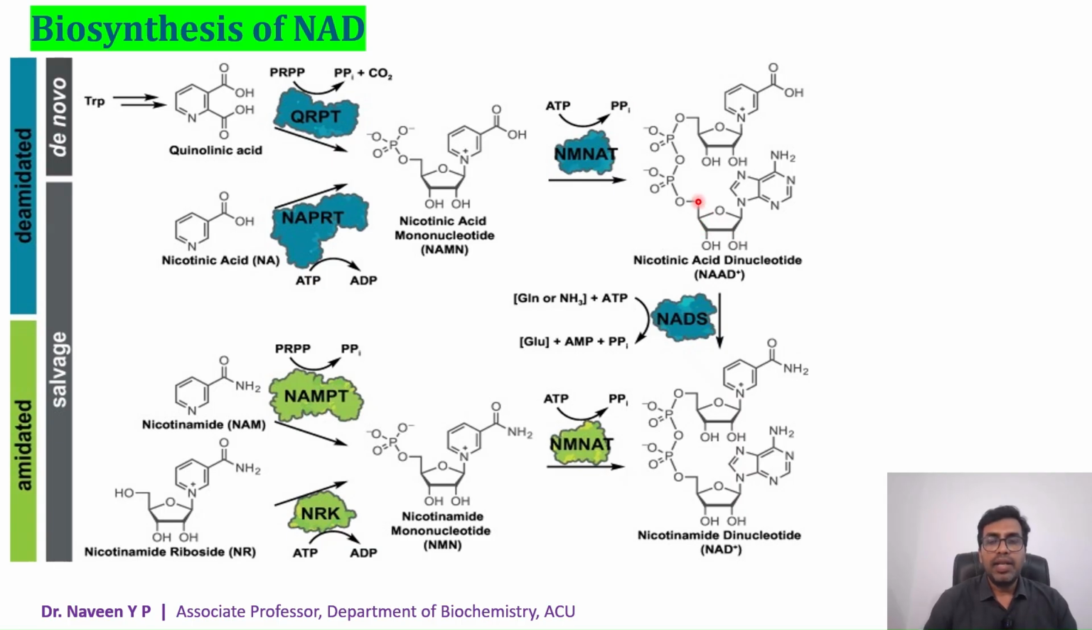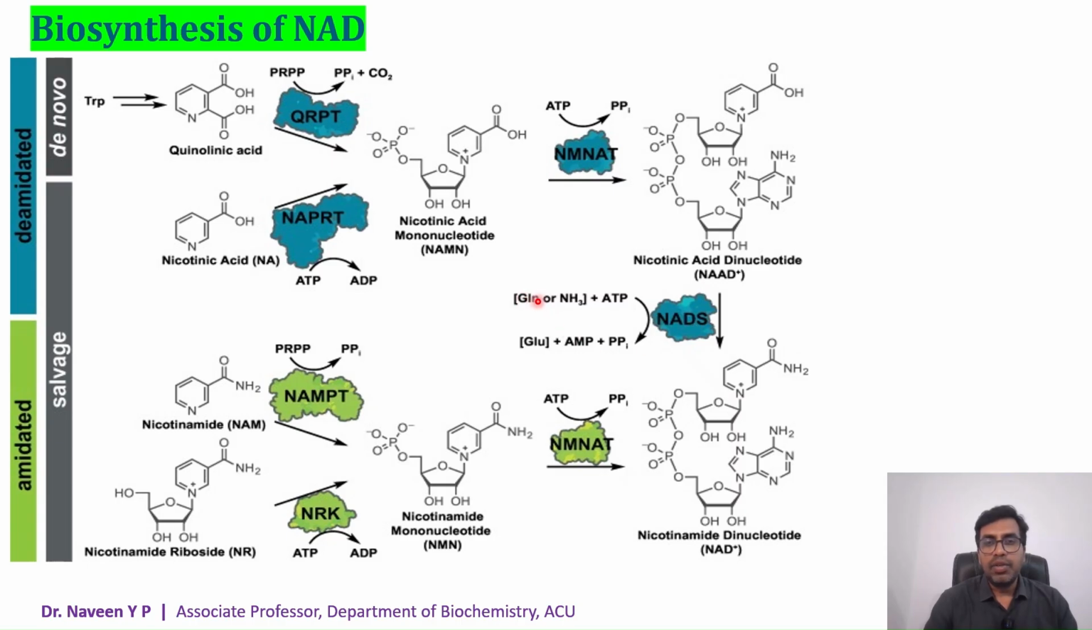Now, when the adenine group is added, this will become nicotinic acid adenine dinucleotide, NAAD. It is not yet NAD because it has a carboxylic group here. Now, nicotinic acid adenine dinucleotide, by the action of the enzyme NAD synthase. This NAD synthase is a transaminase enzyme. It takes up the NH2 group either from NH3 or from glutamine, another amino acid containing NH2 in its side chain.